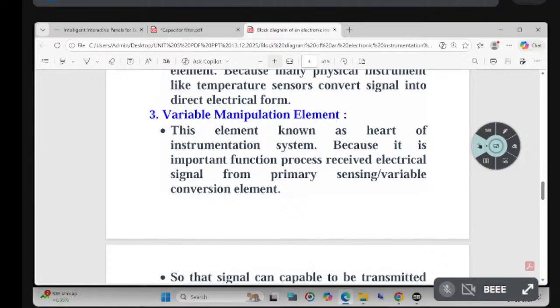Now the fourth one, data transmission. We have to transfer the data which is present in the variable manipulation element.